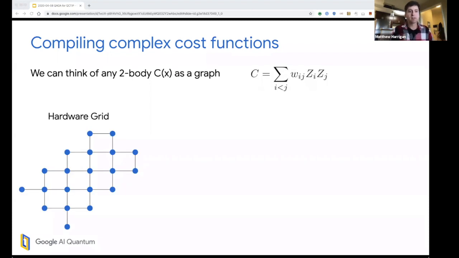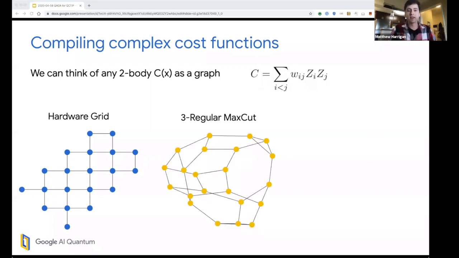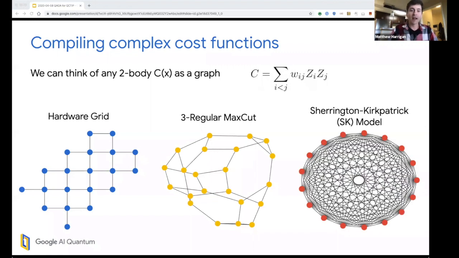So for example, in this study, our hardware grid looked like this, 23 qubits in a nice grid. But it should come as no surprise that problems of this form are not industrially relevant and easy to solve heuristically. So in this work, we studied random instances, both of these tailored hardware grid problems, but also prototypical computer science problem families, in particular, random instances of 3 regular max cut, as well as this fully connected Sherrington-Kirkpatrick model from the spin glass community.